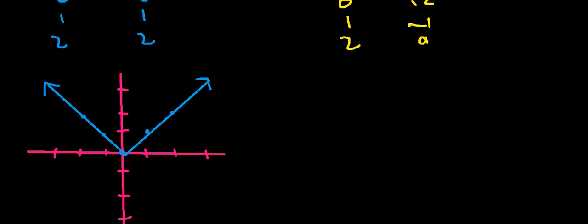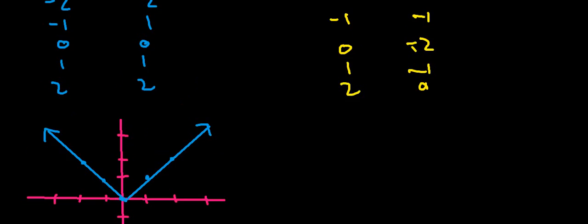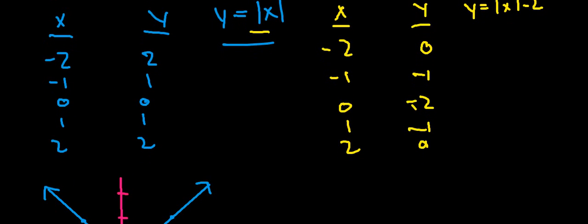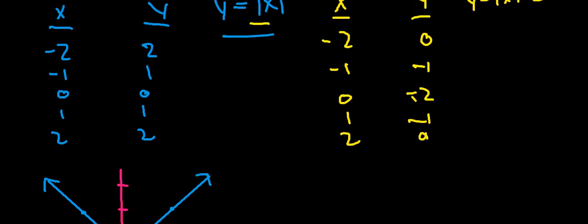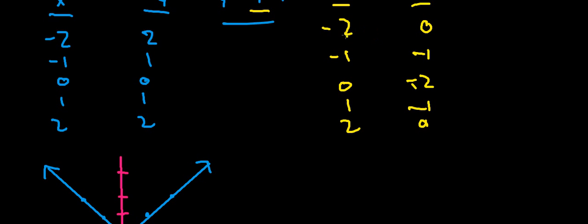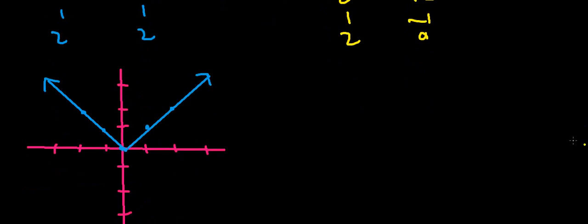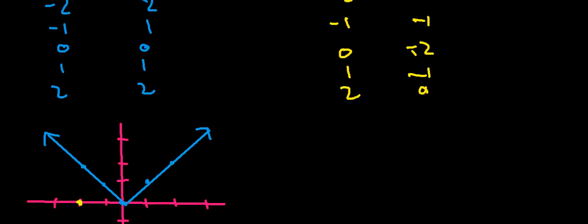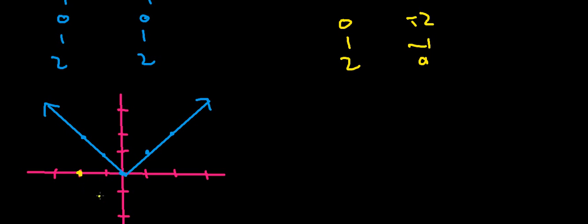Now let's put our vertically shifted one, where it's shifted down 2. So we predicted that it's going to be shifted down 2, according to the way the function is set up. So minus 2, 0, that's here. Minus 1, 1, that's here. And we have 0, minus 2, 1, minus 1, 2, 0.